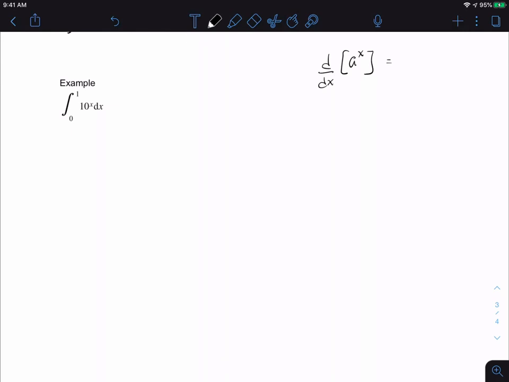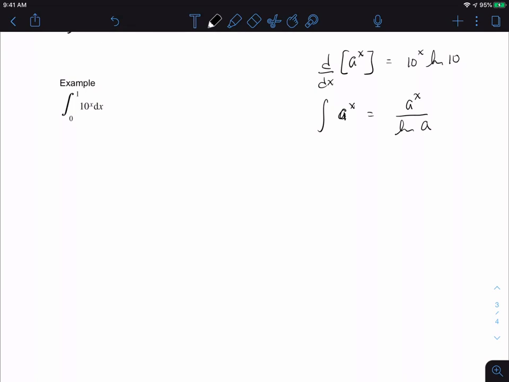Oh, that's good. Cool. Yes, James, that's awesome. It is 10 to the x ln of 10, right? That is the derivative. So now when we take the antiderivative, instead of having that ln of 10 next to it, we're going to put it in the denominator. So let's just use this. The antiderivative of that is going to be a to the x divided by ln of a.